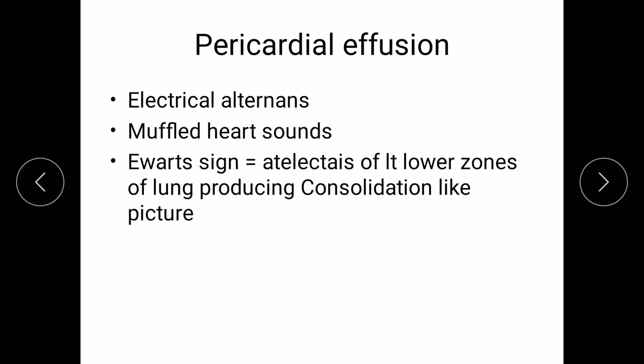If the patient develops pericardial effusion, the patient will show electrical alternans, muffled heart sounds, and Ewart's sign can be demonstrated, which is nothing but atelectasis of the left lower zone of the lung due to compression by the pericardial effusion, where the patient will have findings similar to consolidation, that is dullness on percussion and bronchophony on auscultation. For diagnosis, a 2D echo can diagnose pericardial effusion.